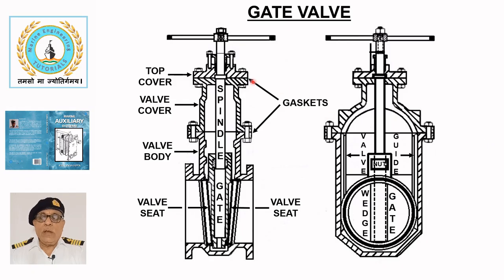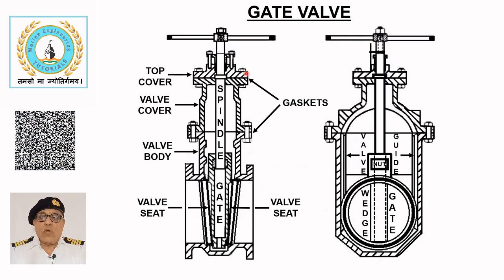The valve body, valve cover, and top cover are fastened together with nuts and bolts with gaskets inserted between the mating faces to prevent leakage. The gland is then packed to prevent fluid leakage around the spindle and is tightened using studs and nuts.